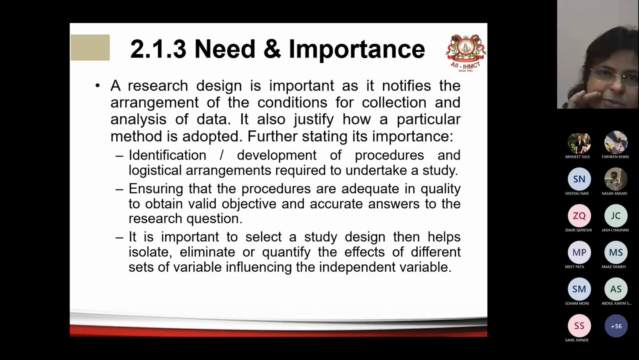But in the literature review, every para you write has to show where you have picked it up from. Am I clear, Josh? Or do you want me to explain further? No, ma'am, I got it.